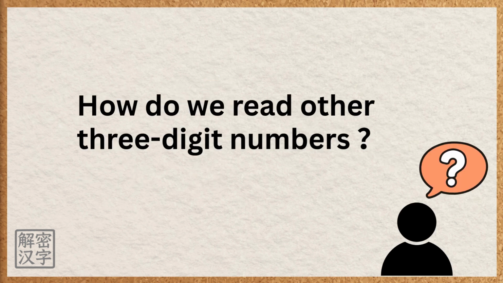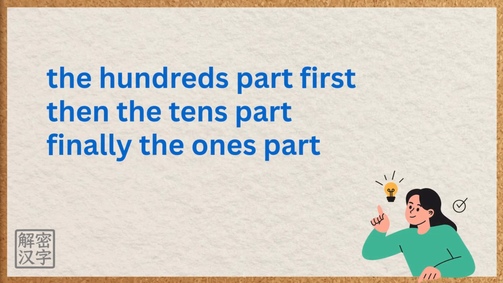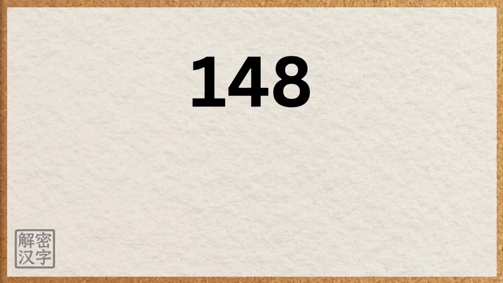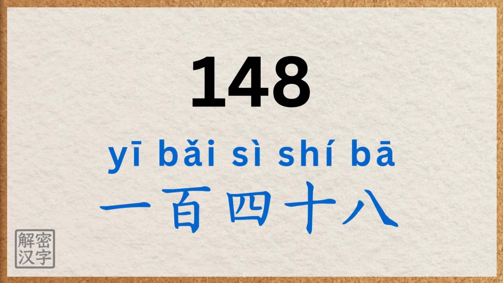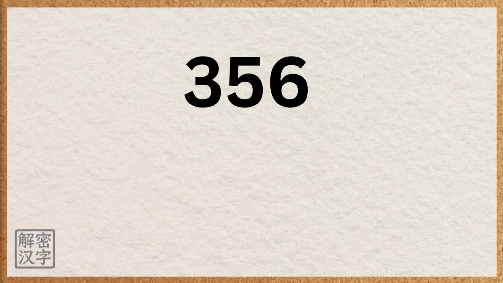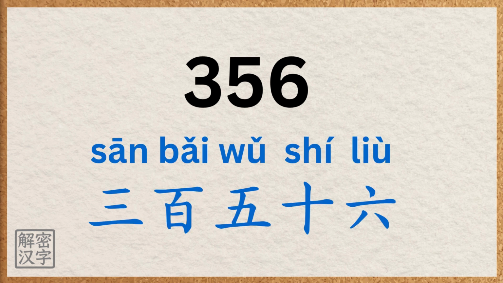So how do we read other three-digit numbers? It's super easy. You simply say the hundreds part first, then the tens part, and finally the ones part. For example, 148, we say 148. 356, we say 356. Have you got it? Now let's practice reading it.